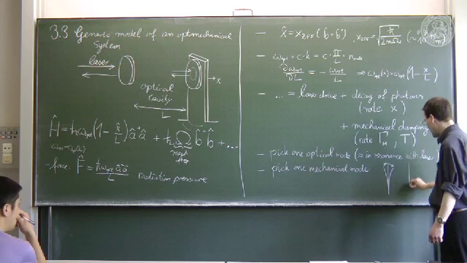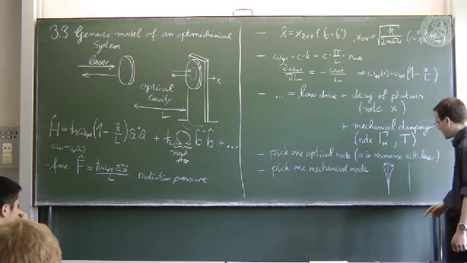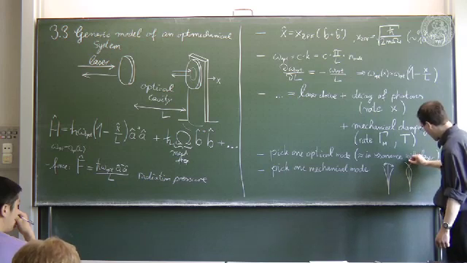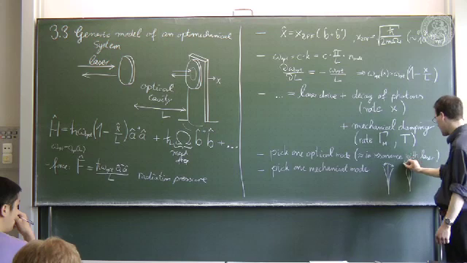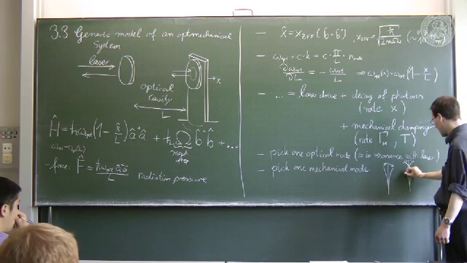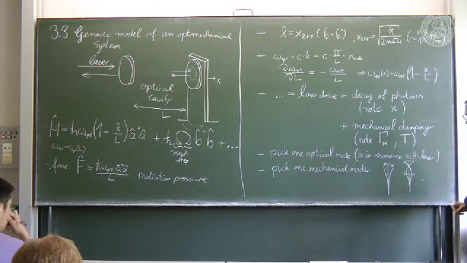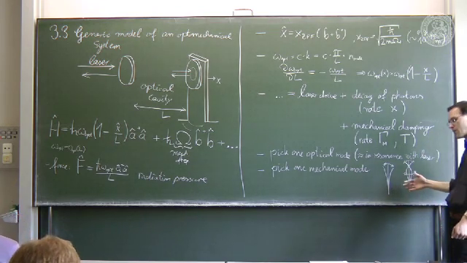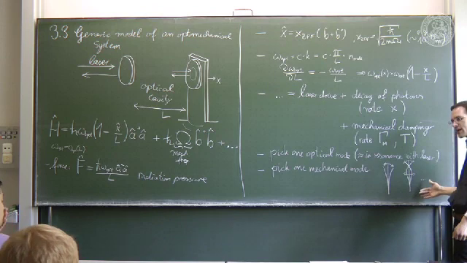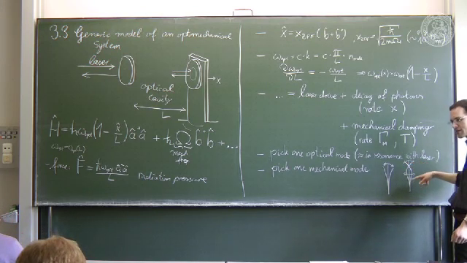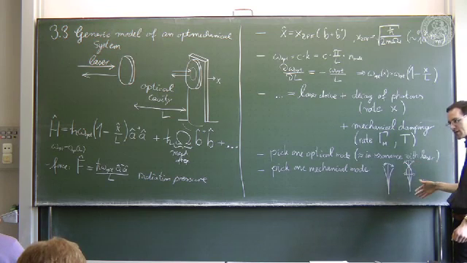But then, of course, there are other modes. For example, the next order mode would have one node. Somehow looks like this. And there are many others. And so if you go up this sequence of mechanical modes, you would arrive at modes that have very small wavelengths that look like ripples on the cantilever.